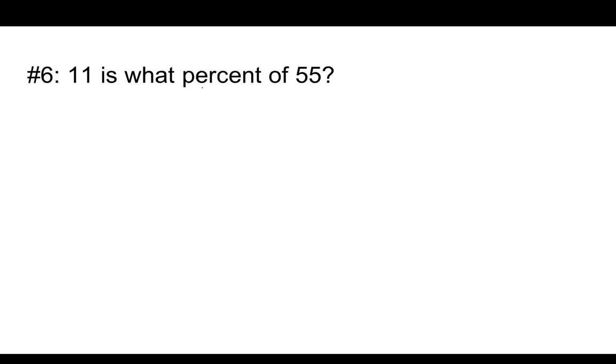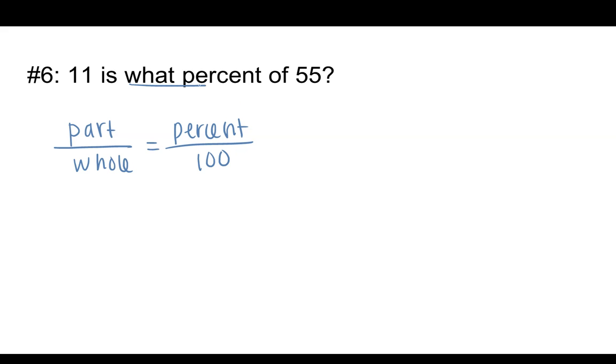Let's move on to 6. 11 is what percent of 55? Again, let's do percent proportion. So solve it yourself first. Now let's do percent proportion. Part over whole equals percent over 100. We're not given a percent, so the percent is going to be X. 11 is, so remember the is signifies the part, and the of represents the whole. So we're going to have 11 as the part, 55 as the whole. Percent is X because we don't know what it is.